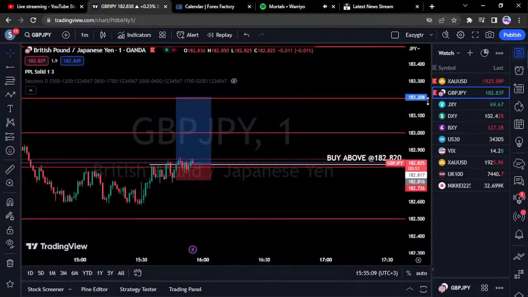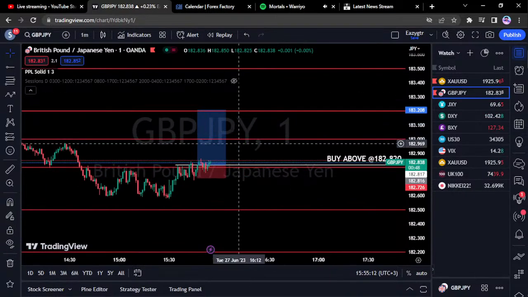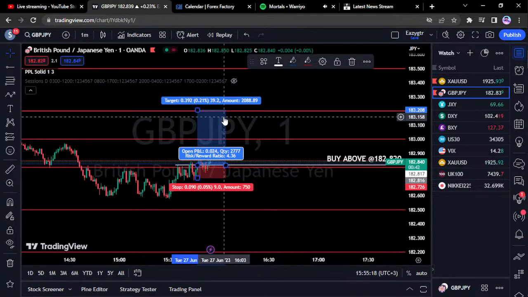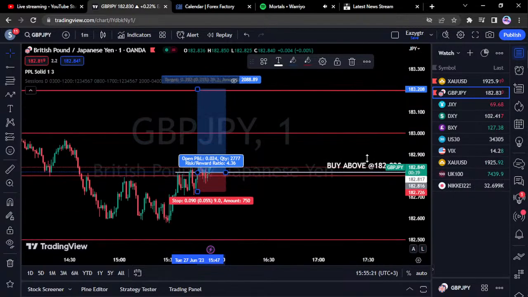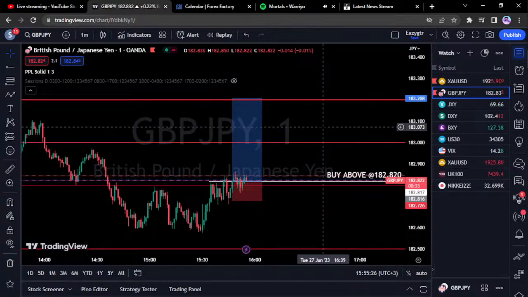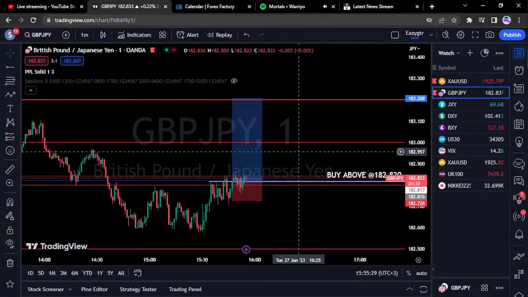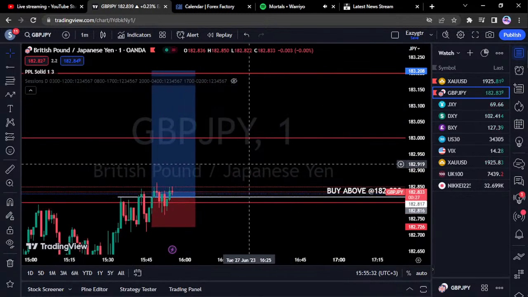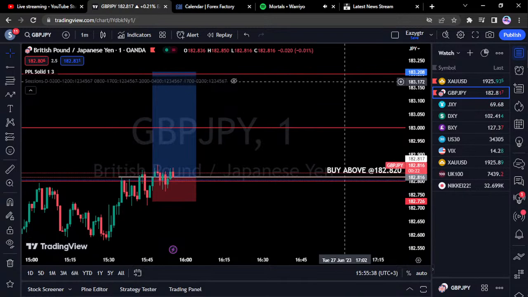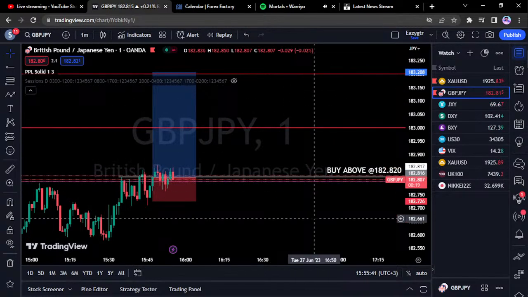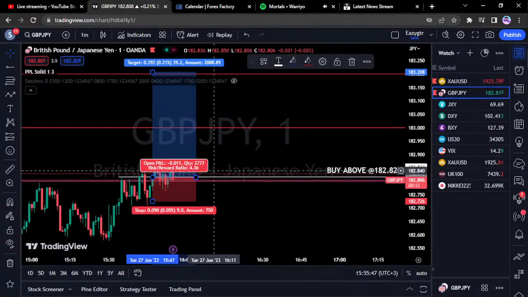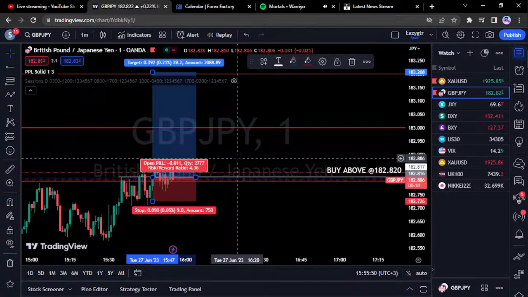So just make sure you have small stop losses, then your risk to reward is above 1 to 2, such that it can always shadow your losses. So if price holds above 182.820, I'm expecting it to drive all the way to 183.200. If not, in the next 5 minutes, I'll close the trade and end the stream. So we'll have a minus 9 pip loss.